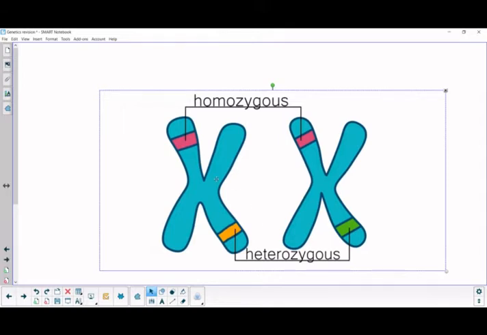If genotypically you contain two alleles of the same type, we say that you are homozygous, homo meaning the same. Or if you have two different alleles for the same gene, you are heterozygous. Hetero meaning different. Heterosexual, you like the different sex. Hetero means different.